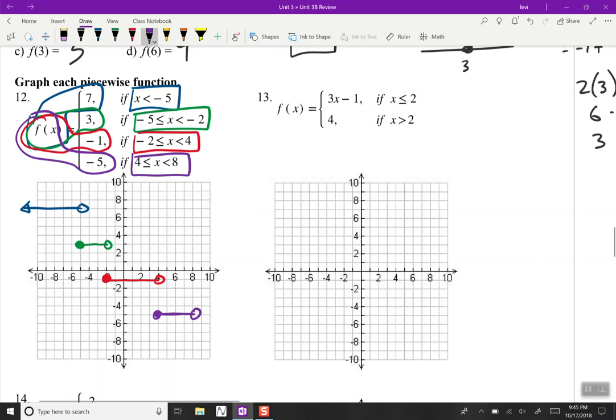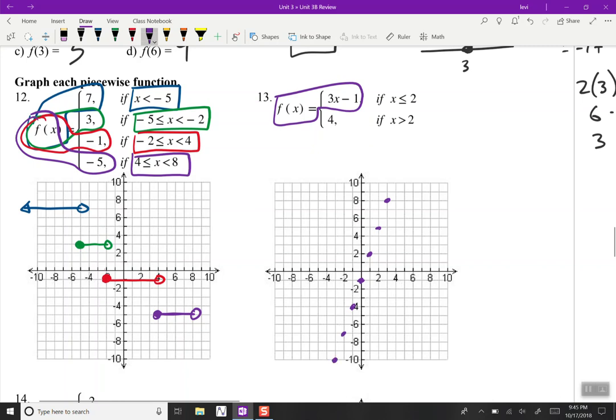13, same type of problem. F of x equals 3x minus 1. So what's our y-intercept? It's negative 1. What's our slope? Up 3 over 1. Up 3 over 1. Down 3, left 1.